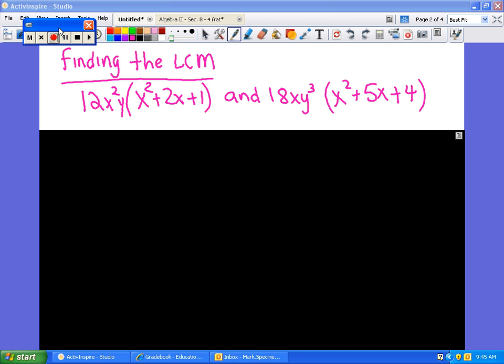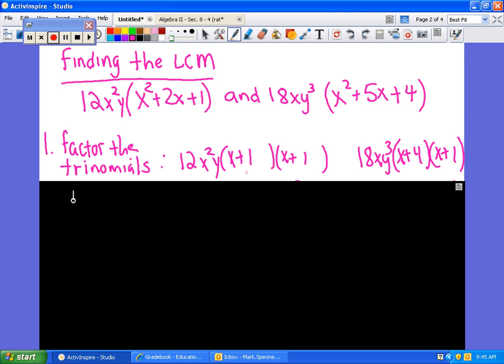Joey? Okay, so the first thing we're going to do is we're going to factor the trinomial. That's the first step, is to factor the trinomial. So even though this is one problem, we're treating these expressions separately until the end. So at first we're going to treat these separately. We're not going to do anything to them together. So I guess I should have erased this, but we can do it together. But something to remember for later.